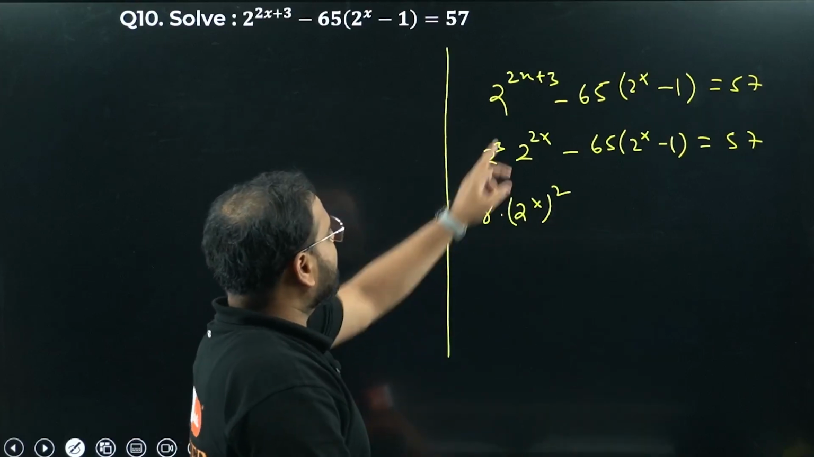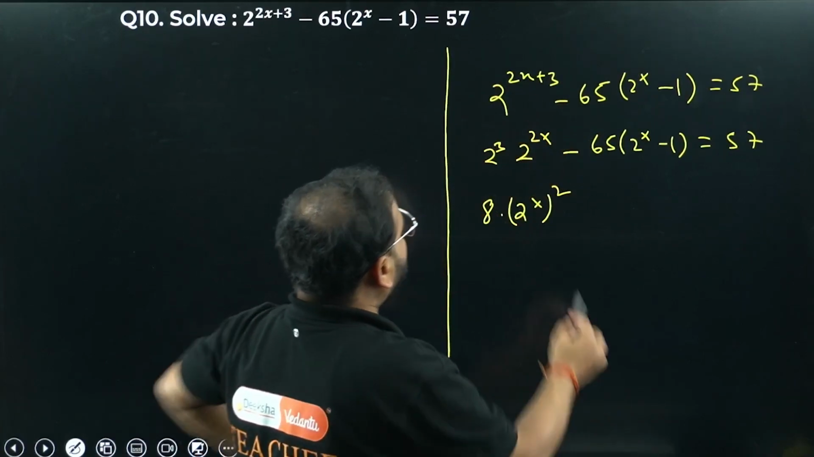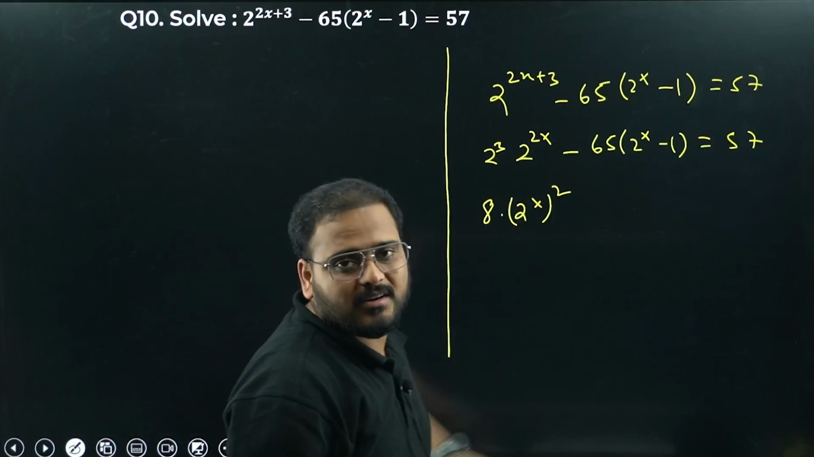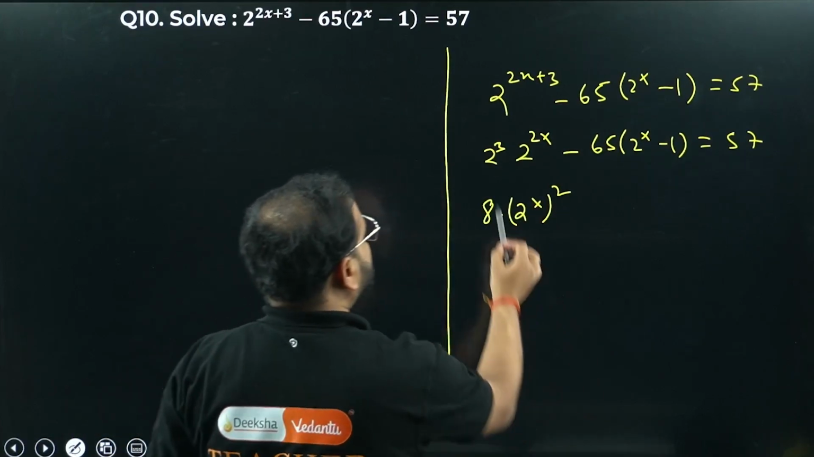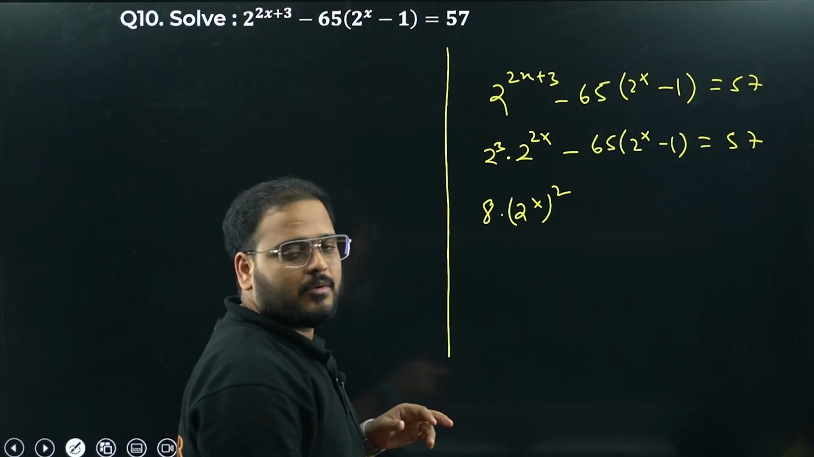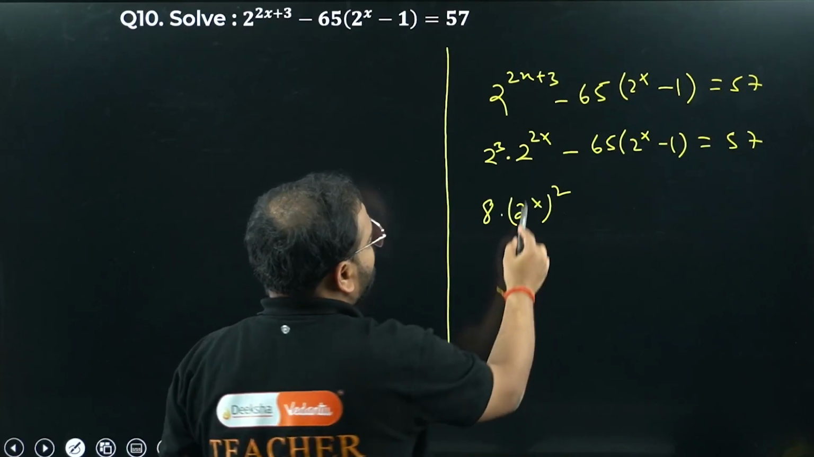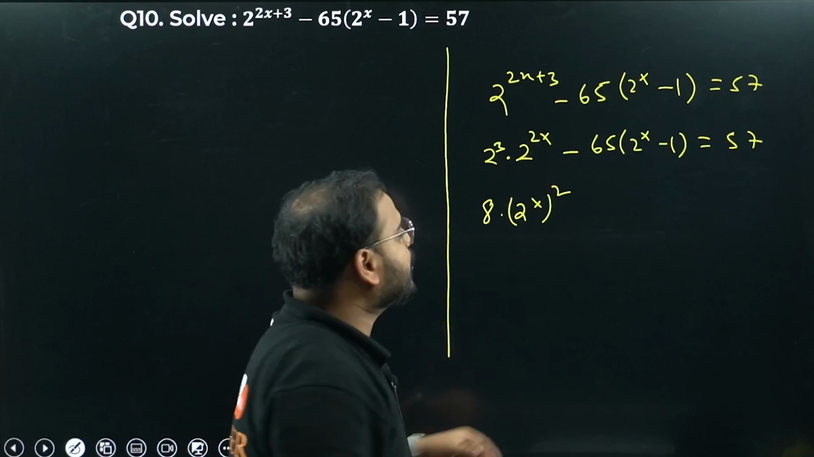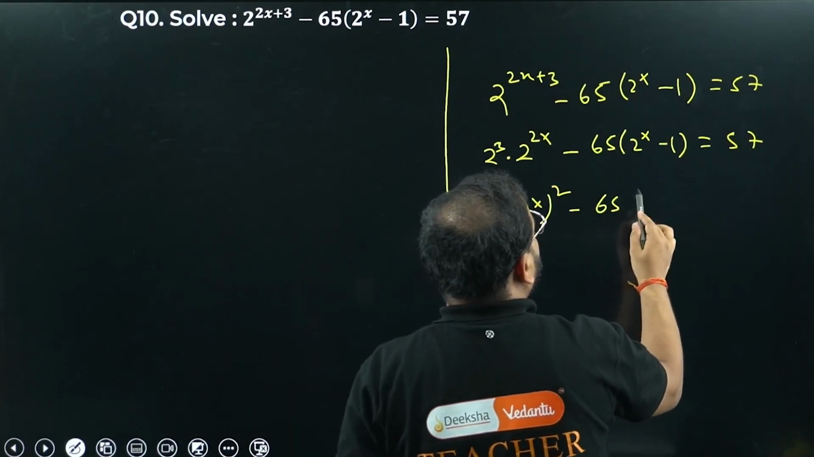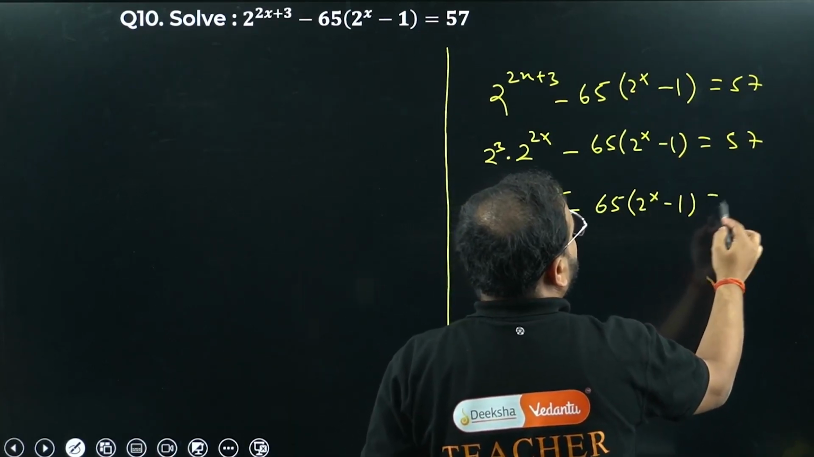The exponent rule I'm using: first I use the product rule. When you take the product, the exponents can be added. So that's what I've used here. 2 power 3 as 8. Now over here the power rule: power to power is power multiplied. So 2 power 2x can be written as 2 power x to power 2. Right now, minus 65 times 2 power x minus 1 equals 57.